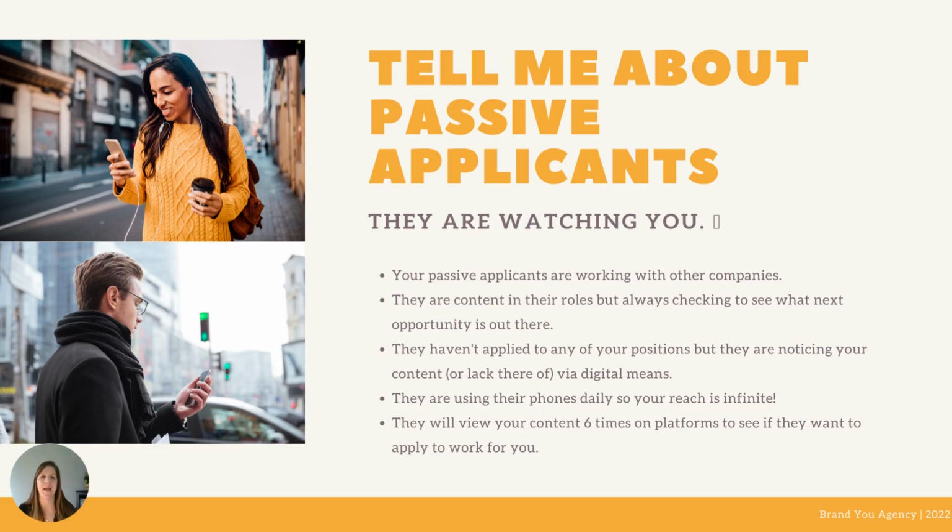So let's talk about passive applicants. A passive applicant is someone who has not applied on your website to get interested in a job. However, they're watching you. They're looking at your social media pages. They're looking at the content. They're looking and seeing what jobs you have available and what benefits and compensation look like. They're also reading about what other associates who currently work for you say about your company.